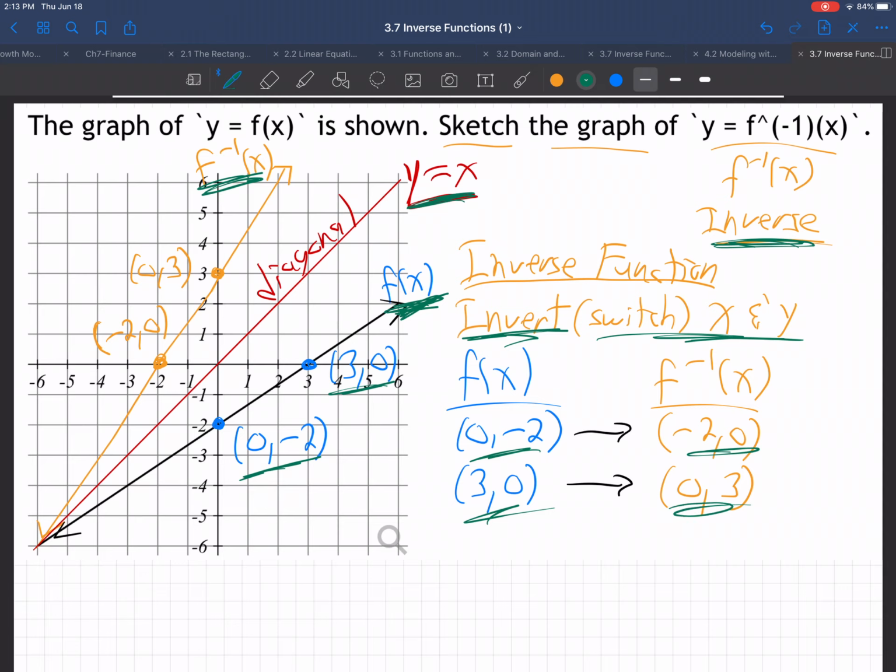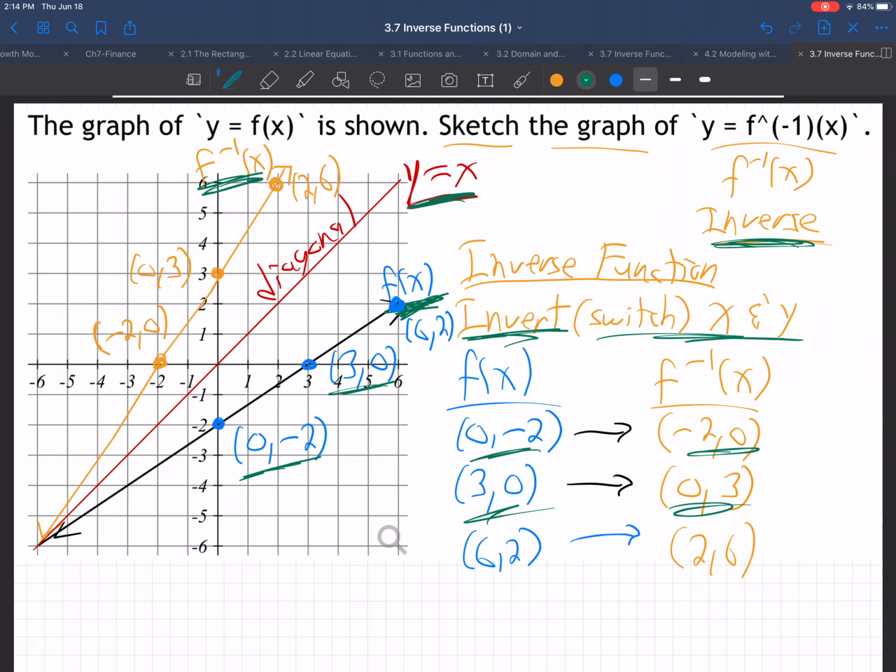By the way, we're done now. There's no more work needed, but I want to show you how it's true for other points as well. Here's another point clearly on the original function. What are the coordinates of that one? That's over 6, up 2. That means the point 6, 2 has got to correspond with 2, 6 on the inverse function. Let's find 2, 6: over 2, up 6. Boom, right there. See how it's true? That point is exactly on the inverse function.